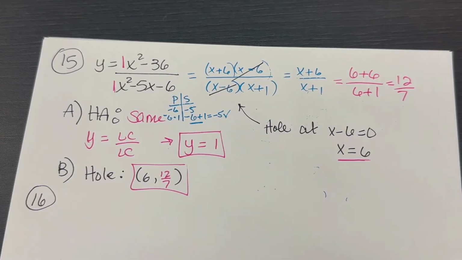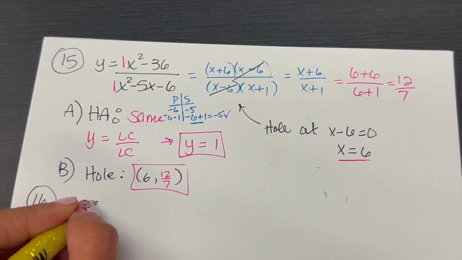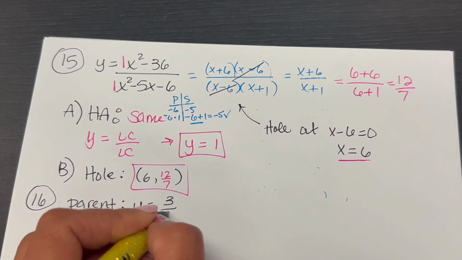Number 16. Okay, number 16. On this one we have a graph, and I'll show you guys that graph. But I am going to write down the parent function that is being moved around on the graph, y equals 3 over x.